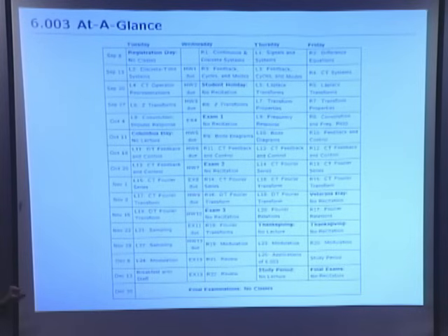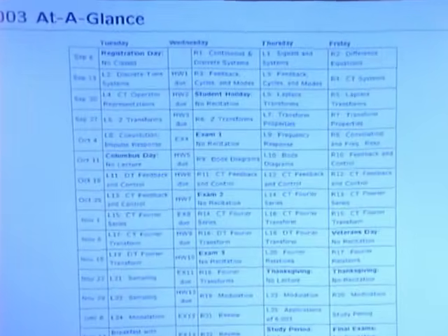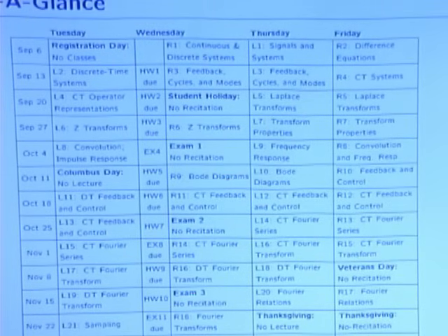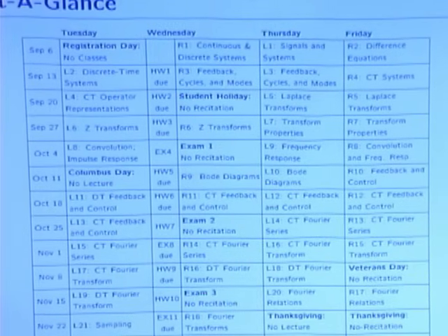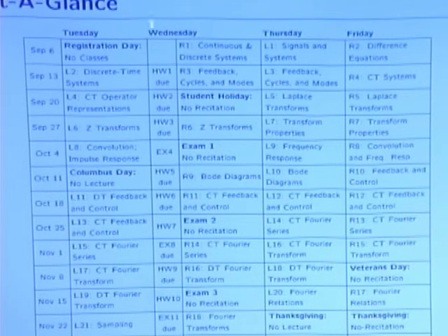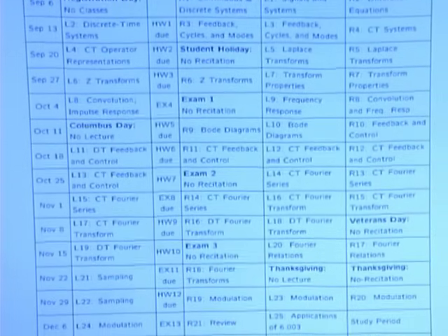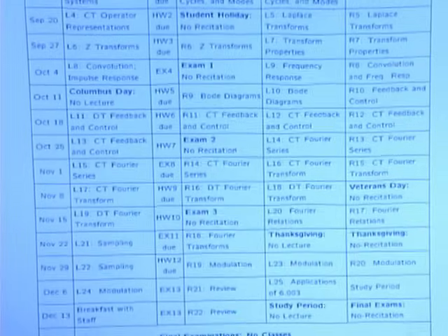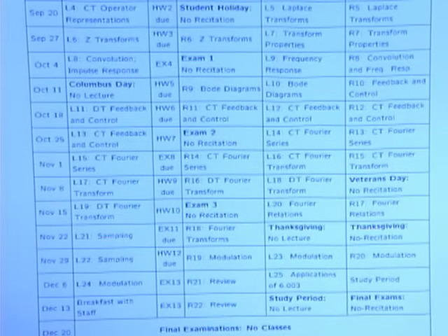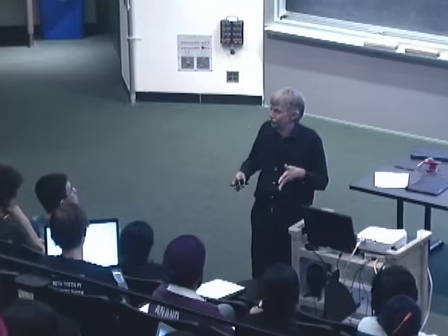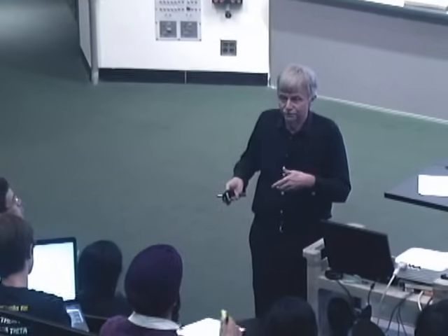Okay, here's 003 at a glance. It's not too unlike what you might have expected. Just a couple things to point out. The order of coverage is not the same as the order of coverage in Oppenheim and Wolski. The reason for doing that is that, having taught this class for 15 years, I just think there's some subjects that are easier starting points than others. So I'm doing what I think is the easiest entry to this material, with the idea that after you've got the easy stuff under your belt, it's easier to move on to the more difficult material.